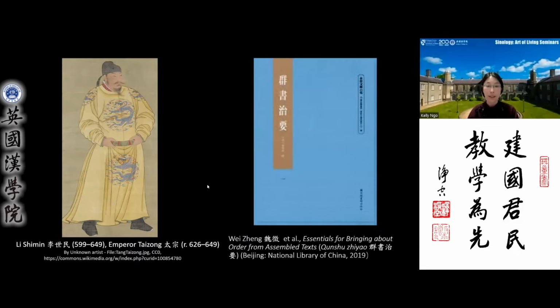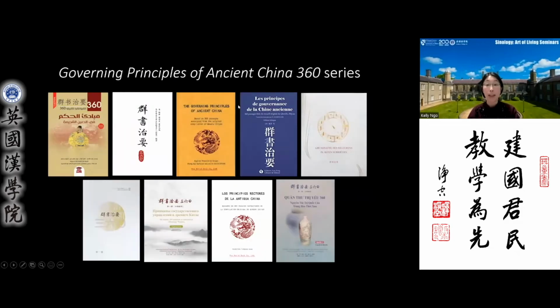Now, what I'm going to do, I think some of you may already know about this book. It's otherwise known as the Governing Principles of Ancient China, and some of you may have heard about this through this series of books called Governing Principles of Ancient China 360.